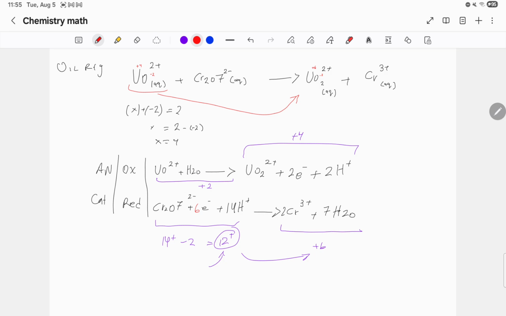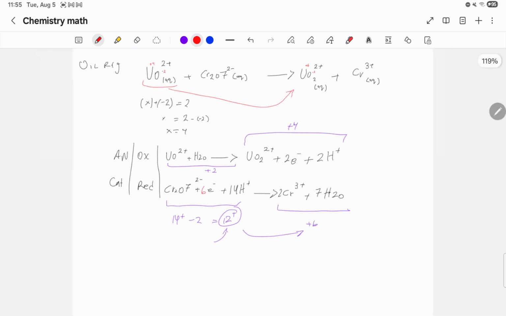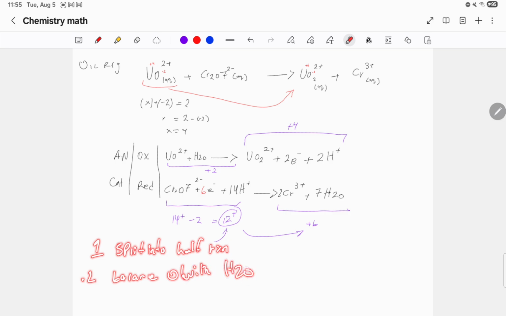Now, you gotta remember, the next step is this. So what have the steps been so far? 1, split into half reactions. 2, balance oxygens with water. And 3, balance hydrogens with H plus ions.